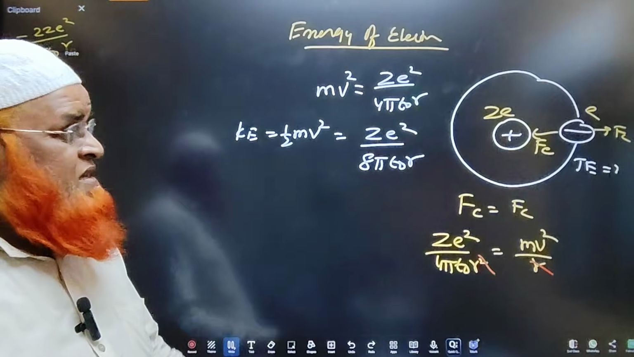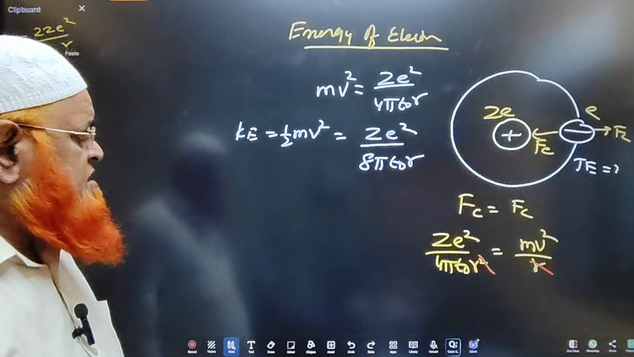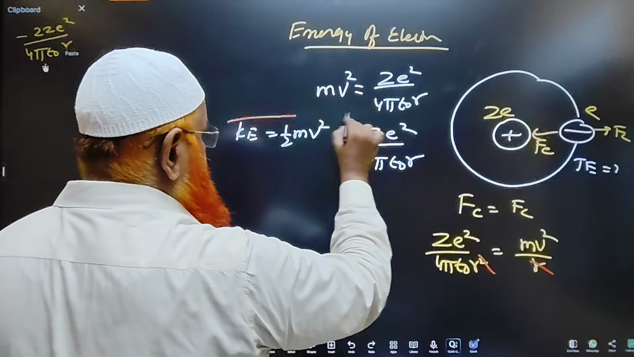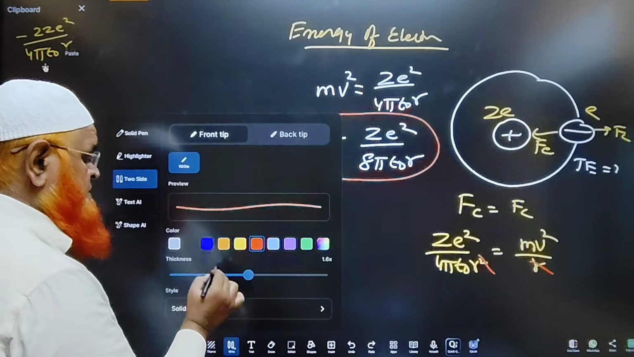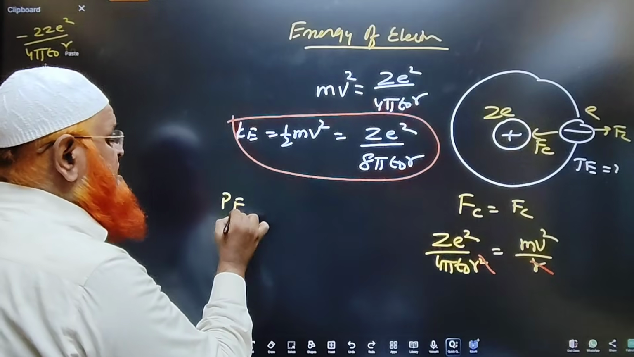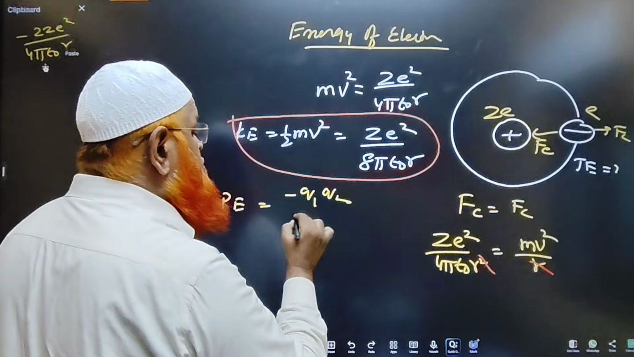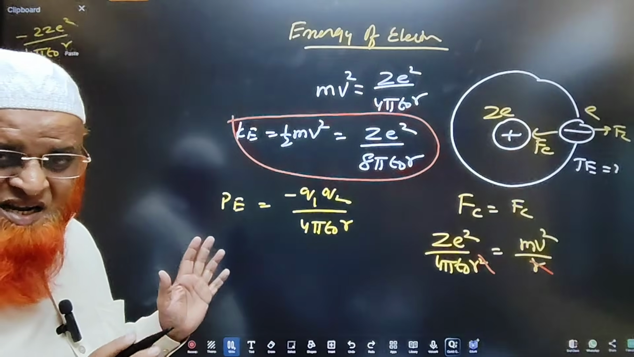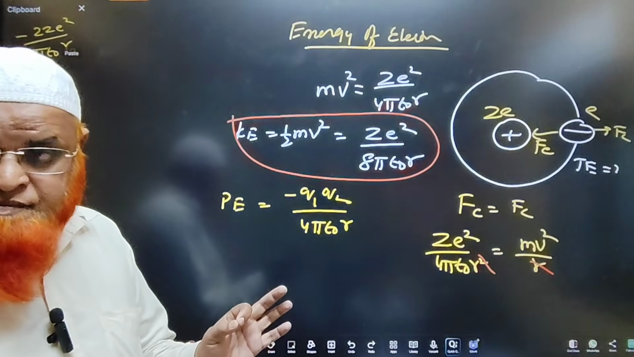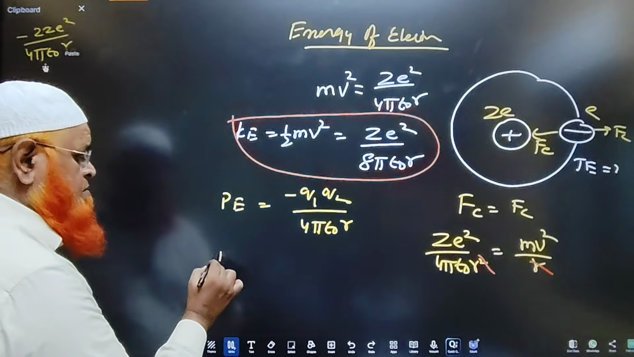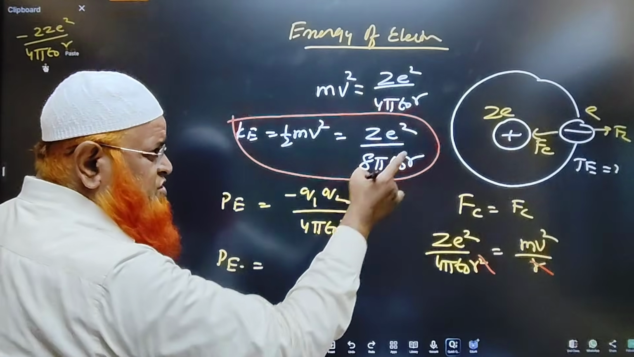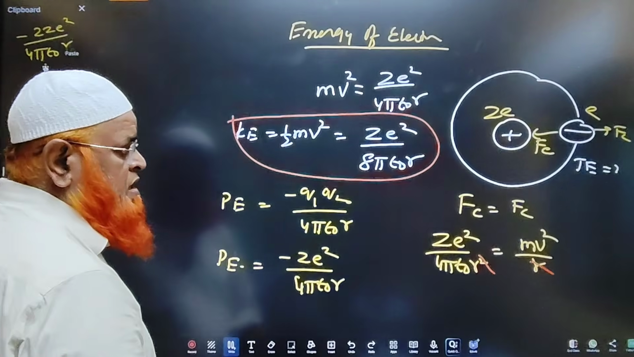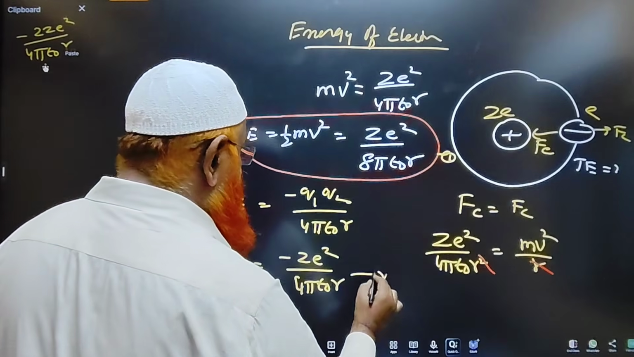Understood what I am saying now? This is going to be the formula for kinetic energy. You got the kinetic energy formula. Then what is the formula for potential energy? See, potential energy is minus Q1 Q2 by 4 pi epsilon naught R, which is the formula for potential energy according to the electrostatics chapter. So potential energy is minus Ze square by 4 pi epsilon naught R. This is going to be the first equation, and this is going to be the second equation.